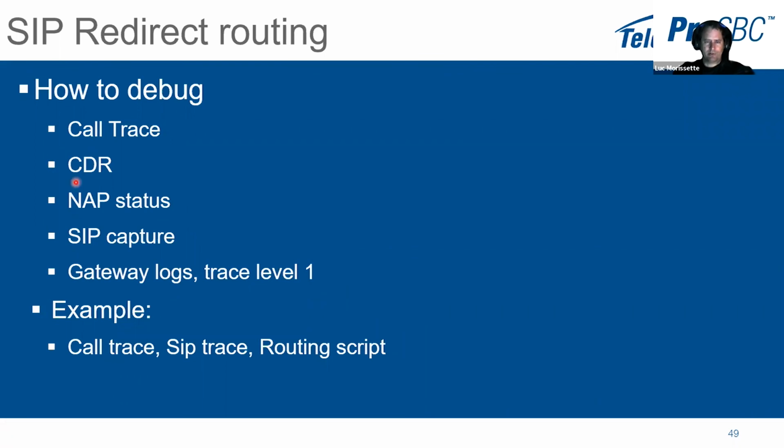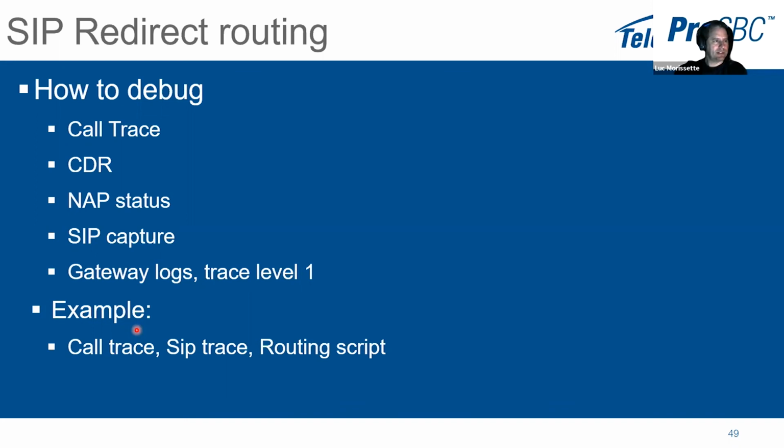Call detail records. You can see all the information there. You have the NAP status, as we explained before. In addition to this, since this is a SIP redirect, you can just capture a SIP capture with the application TVSIG trace, and you will see the SIP redirect request and the answer received from the redirect server. Again, gateway logs, trace level 1. So for anything that is routing scripts, RADIUS, redirect servers, gateway log trace level 1 is a good idea.